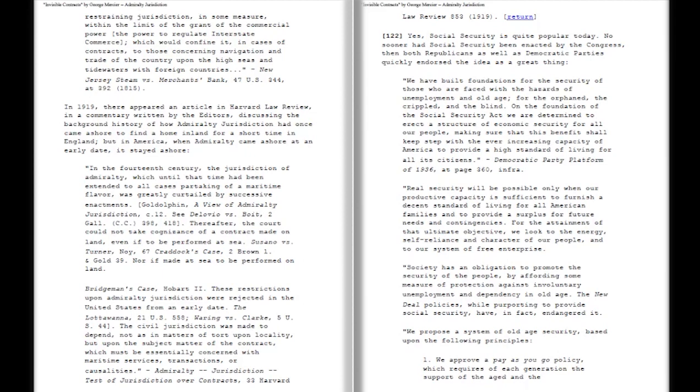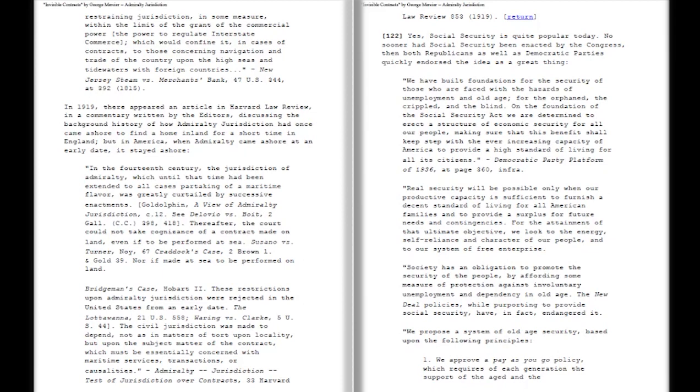Return. 122. Yes, Social Security is quite popular today. No sooner had Social Security been enacted by the Congress than both Republican as well as Democratic parties quickly endorsed the idea as a great thing. We have built foundations for the security of those who are faced with the hazards of unemployment and old age, for the orphaned, the crippled, and the blind.